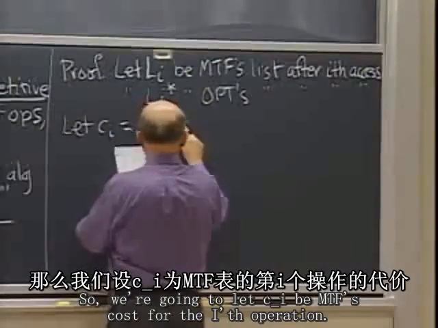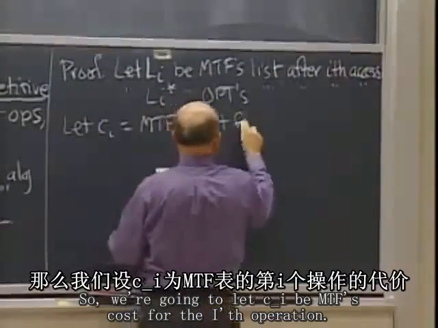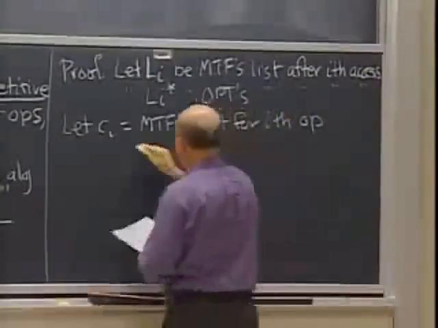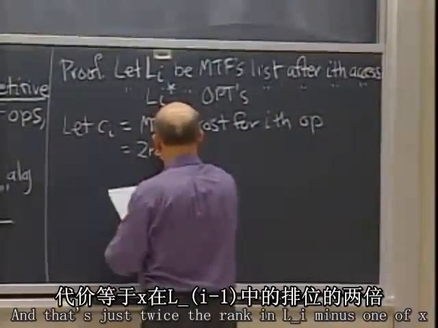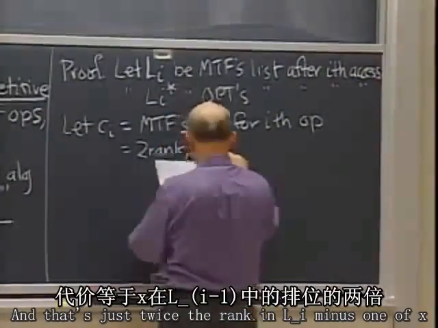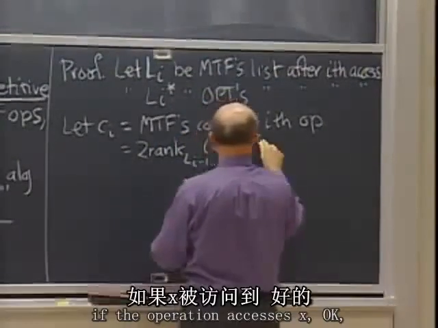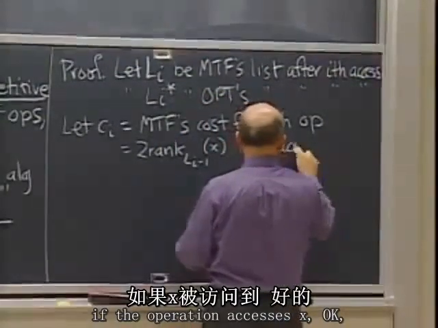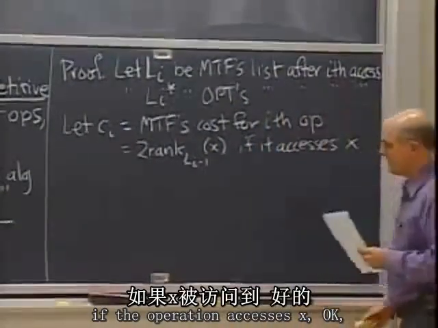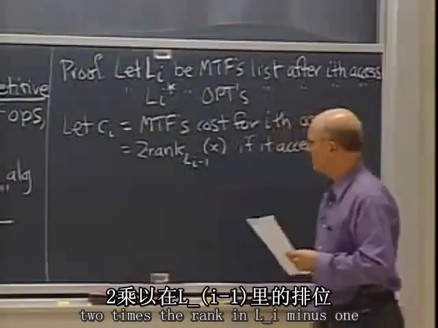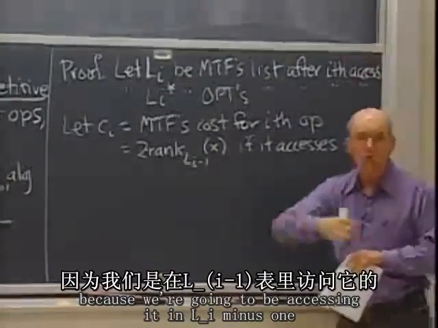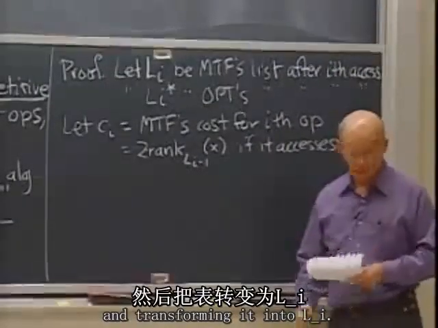Okay? So we're going to let C sub i be MTF's cost for the ith operation. And that's just twice the rank in L sub i minus 1 of x if the operation accesses x. Okay, 2 times the rank in L sub i minus 1, because we're going to be accessing it in L sub i minus 1 and transforming it into L sub i.